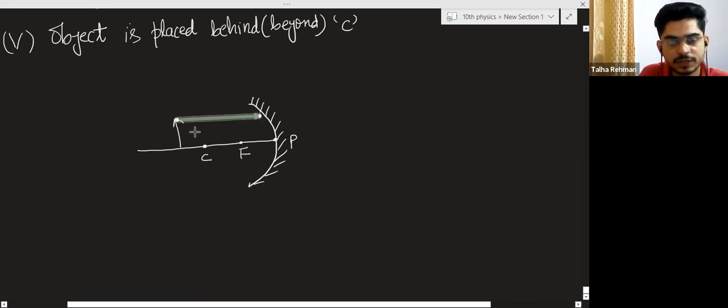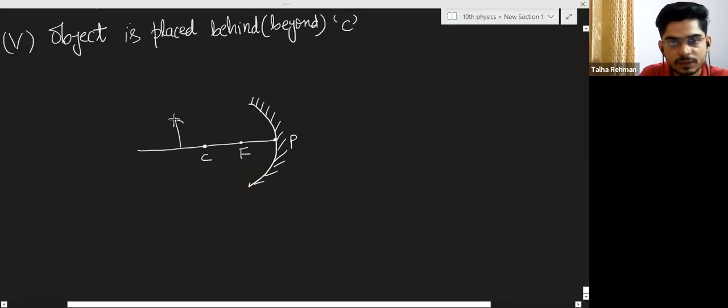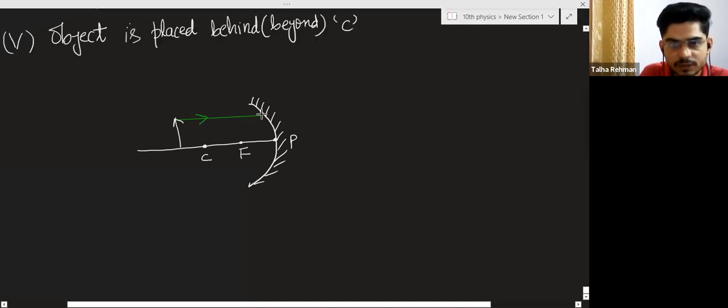A ray of light is incident on this mirror from the object which is parallel to principal axis. We are doing this again and again. And if this is parallel to principal axis, means it will pass from the focus. Means this ray will pass from the focus. This is the point at which the ray is incident.